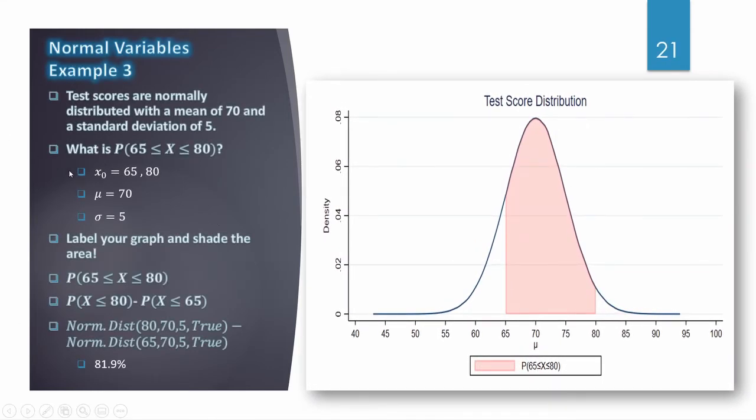Finally, when we're talking about calculating the probability that our test score falls in a range of values here, we're going to also have to rewrite this question in terms of the cumulative argument.